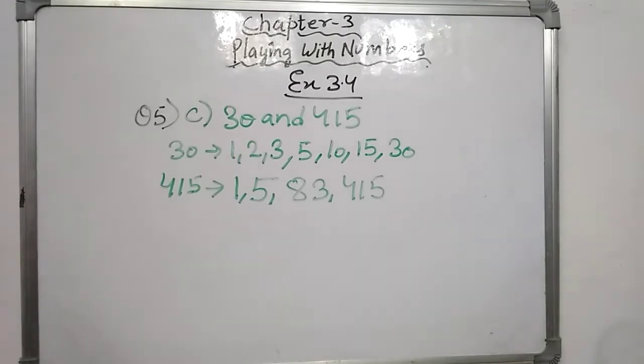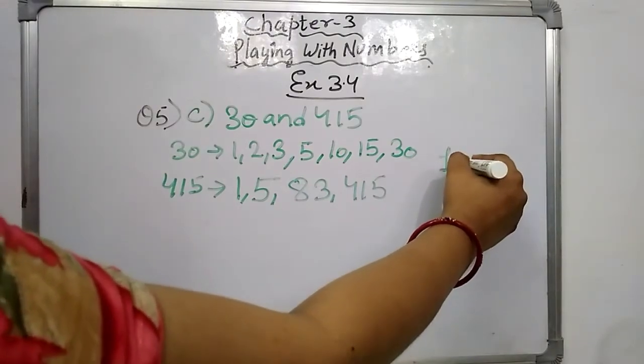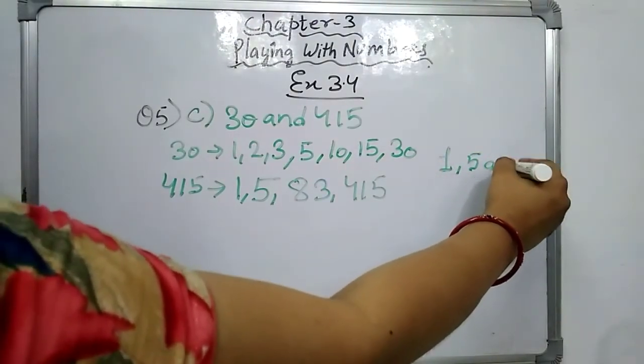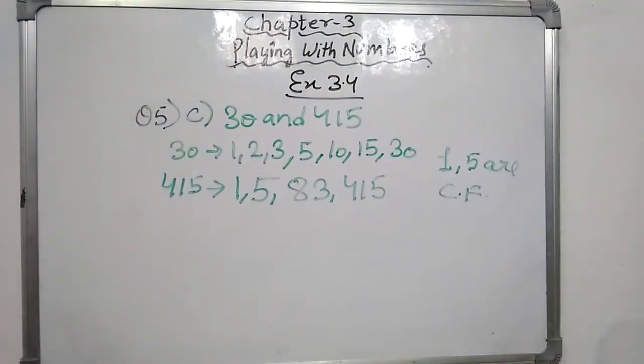So here we can see 1 and 5 are common factors. So that means 30 and 415 are not co-prime because they have two common factors, 1 and 5. Co-prime numbers have only one common factor, that is number 1. So this pair is not co-prime.